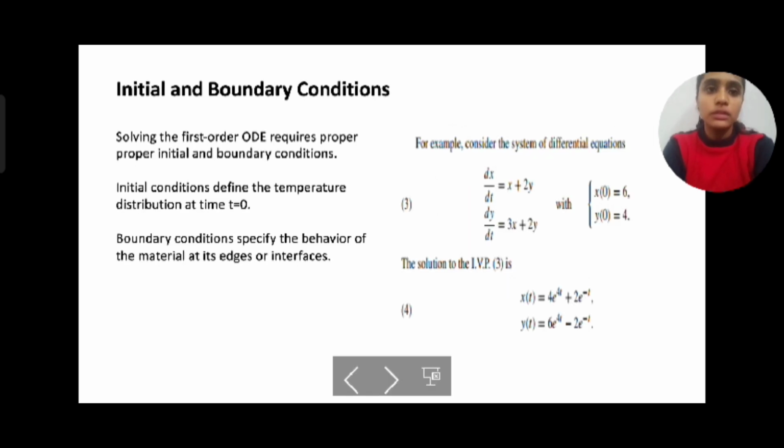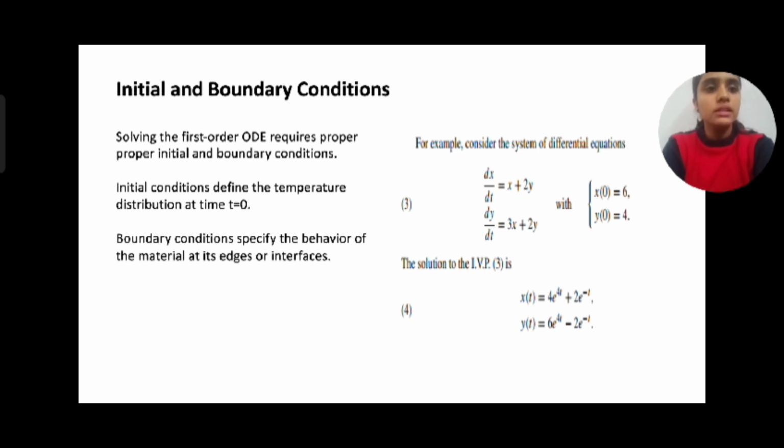Initial and boundary conditions. Solving the first order ODE requires proper initial and boundary conditions. Initial conditions define the temperature distribution at time t is equal to 0. Boundary conditions specify the behavior of the material at its edges or interfaces.